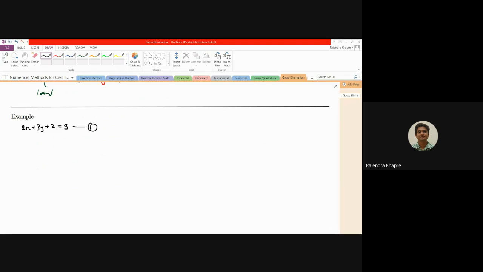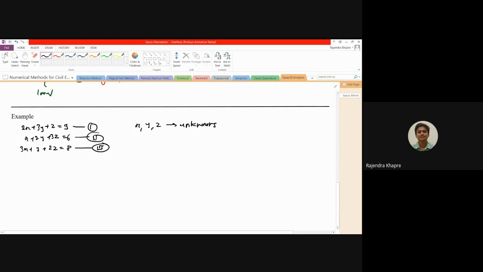The second equation is x plus 2y plus 3z equals 6. This is the second equation, and the third equation is 3x plus y plus 2z equals 8. This is the third equation. Now there are three equations and three unknowns. What are the unknowns we have? x is unknown, y is unknown and z is unknown.